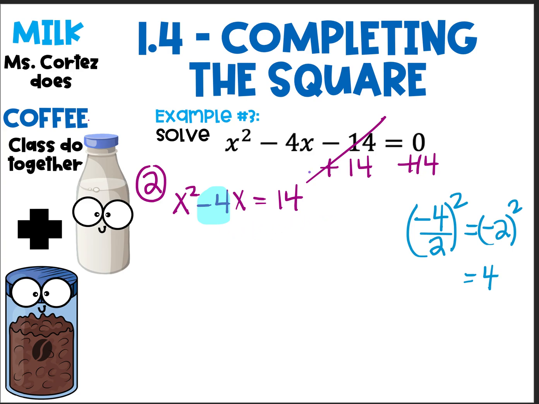Let me do it in blue so you can see the steps. This is my third step. I'm going to add 4 on both sides. X squared minus 4x plus 4 equals 14 plus 4, which is 18.